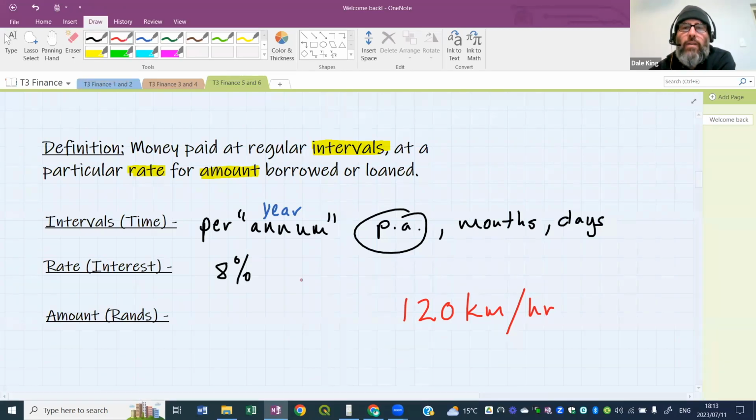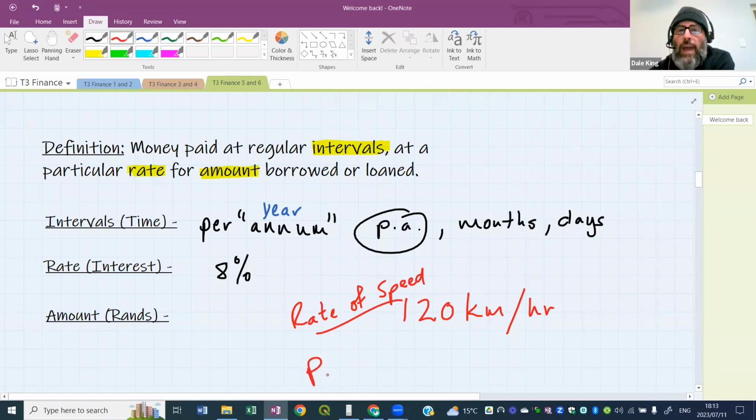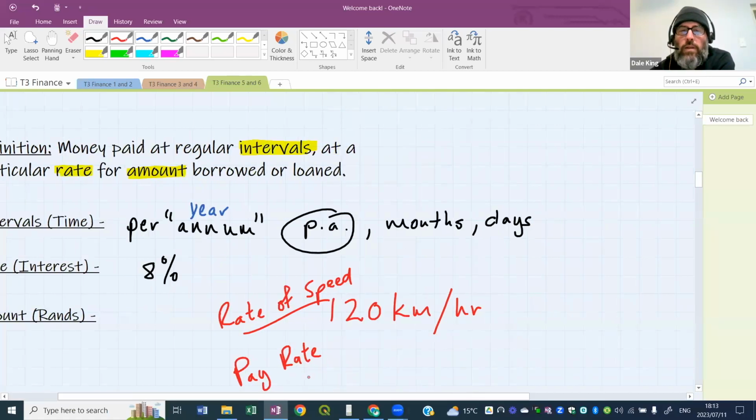You can also get a pay rate. Here's another rate, a pay rate. Let's not use day, let's say hours. Okay, 200 Rand per hour. All right. So now I've given you a rate of speed and a pay rate.